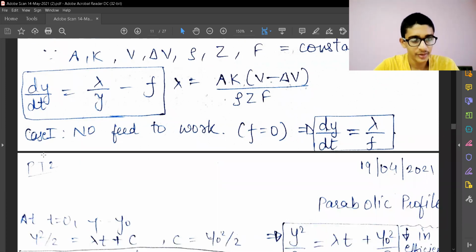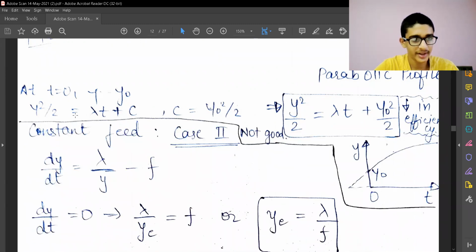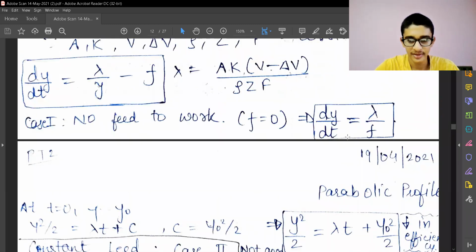So there can be two cases. Case one, when I am going to give no feed to work. So the workpiece and my tool are fixed, so feed rate is 0, and in that case dy by dt is equal to lambda by y. When I solve it, I get the equation: y square by 2 is equal to lambda t plus y naught square by 2.